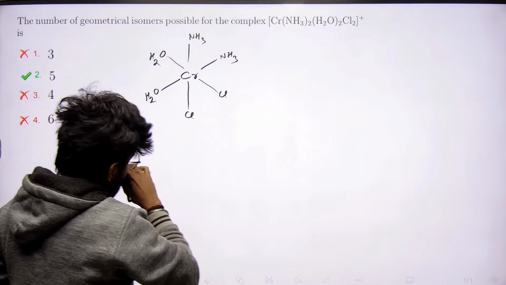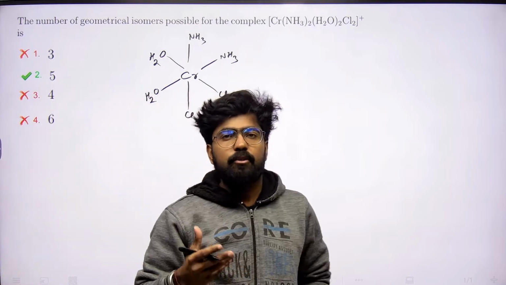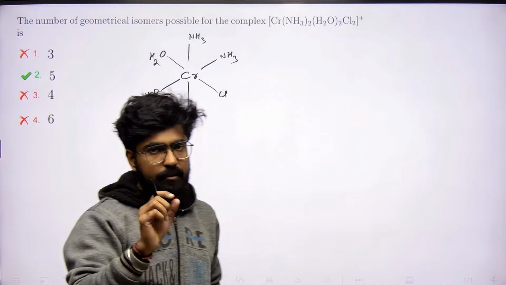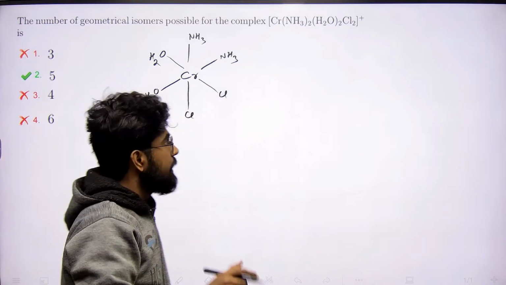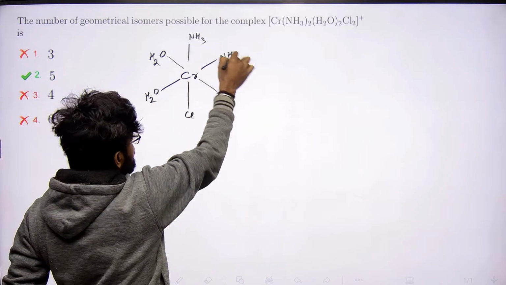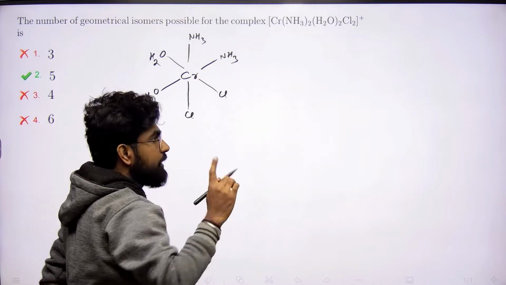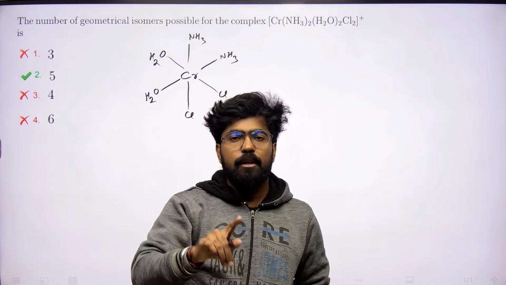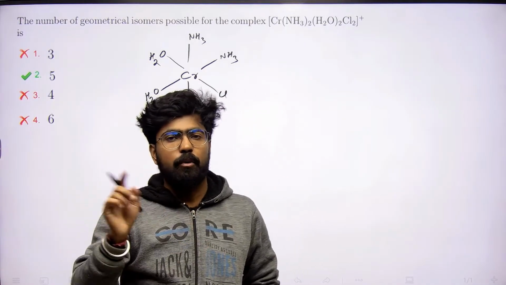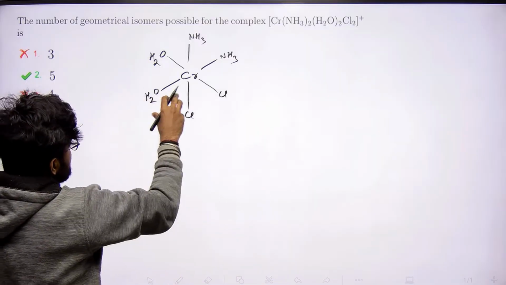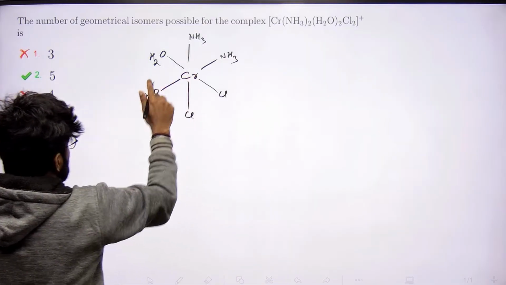Now for two structures to be geometrical isomers of each other, what is the condition? The basic condition is that the relative angle between any two ligands and the central metal atom in the two given structures should be different, right? If all the relative angles are the same, then the two structures you are comparing are the same, right? So now we have to think of those structures. So what can we do?